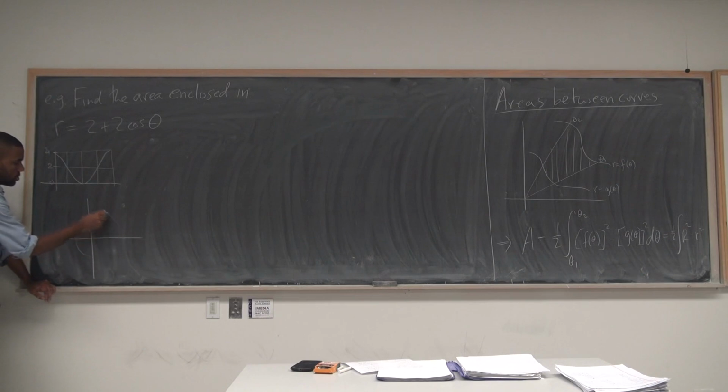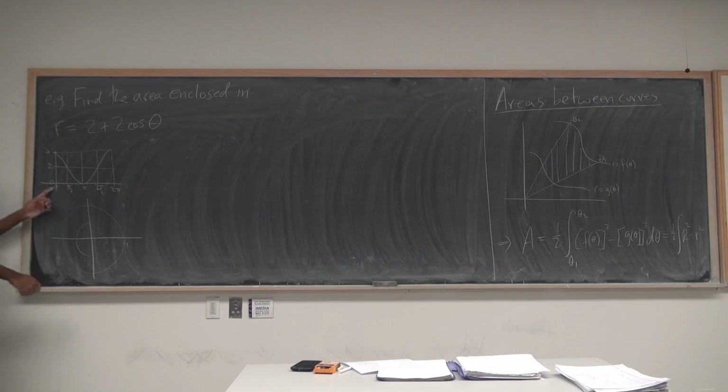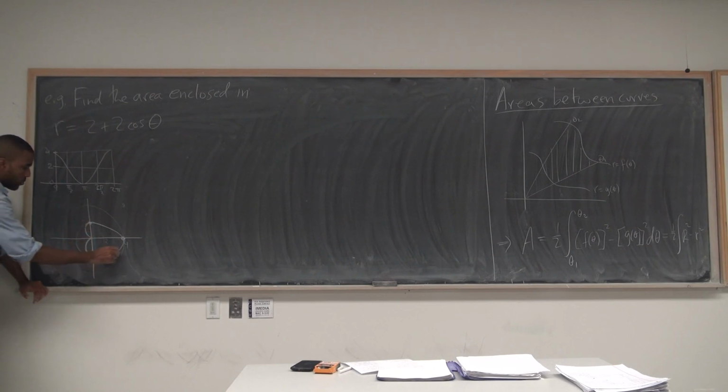Radius 2, radius 4. This is 0, pi over 2, pi, 3 pi over 2, 2 pi. At 0, I'm on the circle radius 4. Then I jump to the circle radius 2. Then I jump to the origin. Then I jump back to the circle radius 2. Then jump back to the circle radius 4. So this is my graph. Sideways, I think they call this a cardioid.